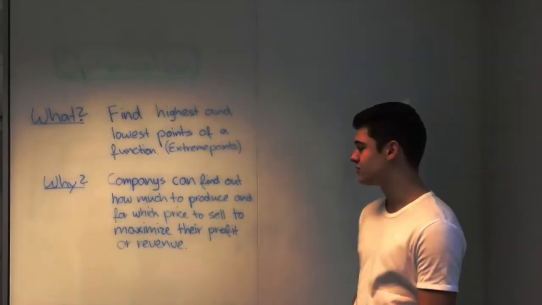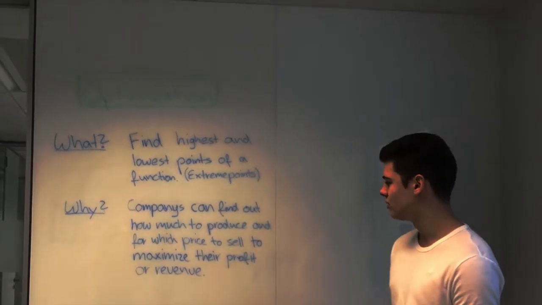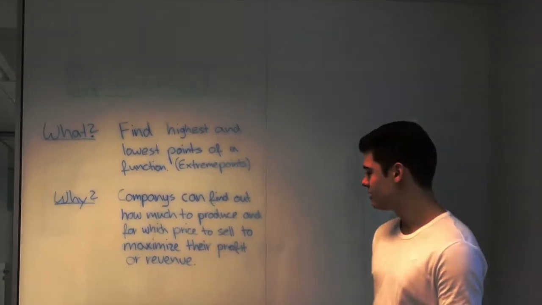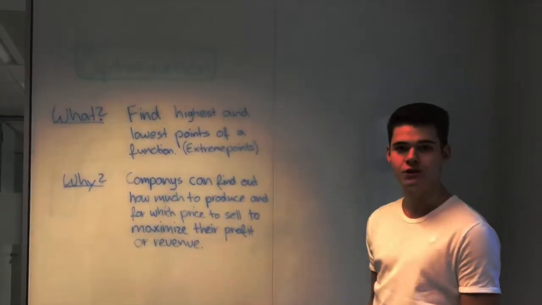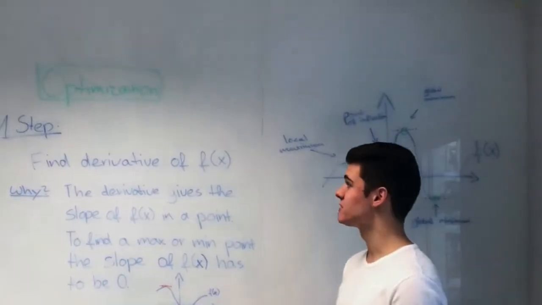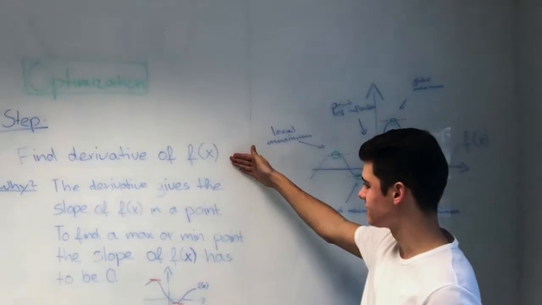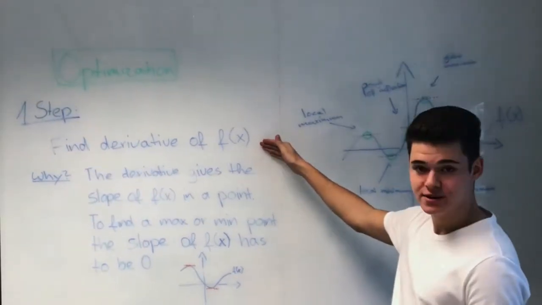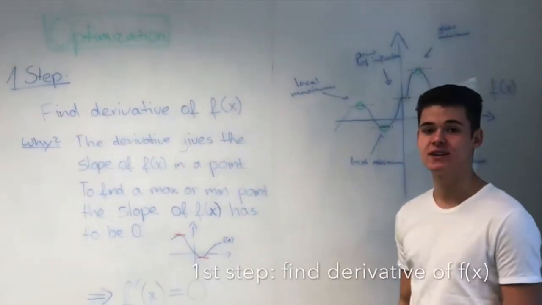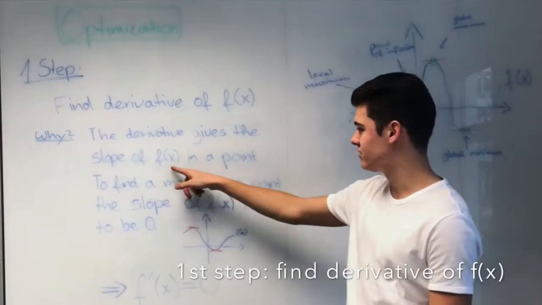Companies, for example, do it to find out for which price to sell or what quantity to produce in order to maximize profit. There are three basic steps of optimization. The first one is to find the derivative of f of x. Why are you doing this? Because the derivative shows you the slope of the tangent line in a point of f of x.